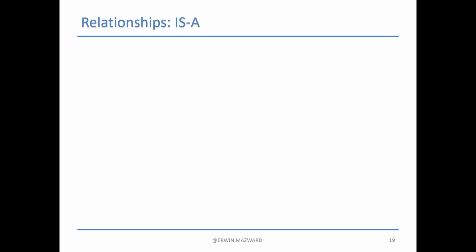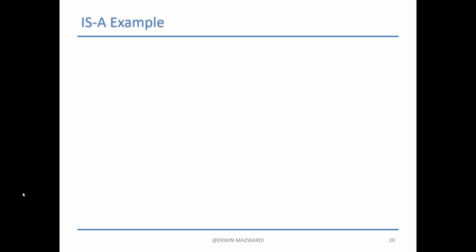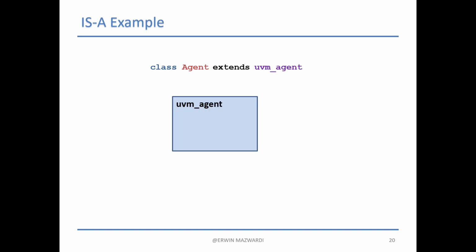Now let's talk about the second relationship, is-A. This one's about inheritance. It means one object is a specialized version of another. For example, when we write this code, we are saying that the agent is a kind of UVM agent. It inherits everything from the UVM agent, variables, functions, and adds its own special behavior.